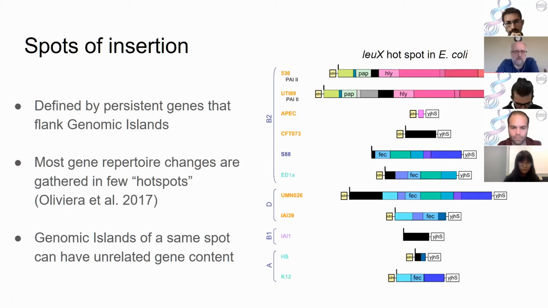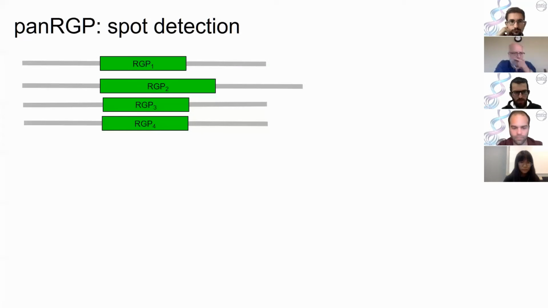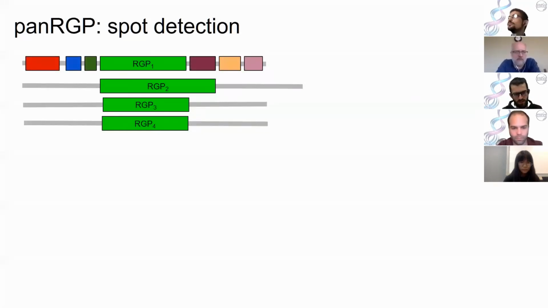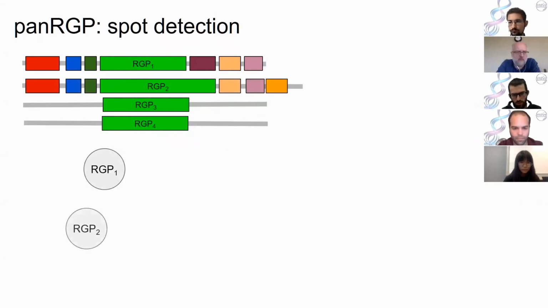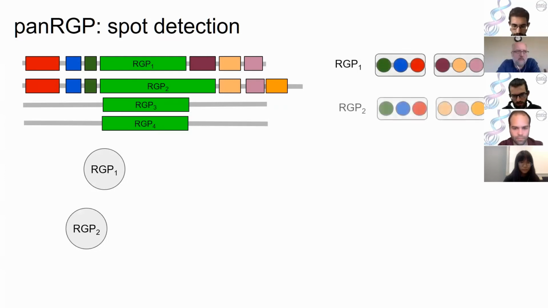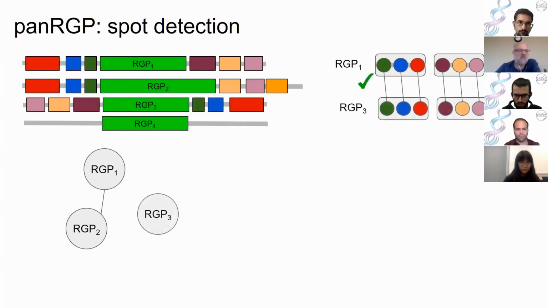So we designed an algorithm to detect and group genomic islands into spots of insertion to study their evolution throughout the species. The algorithm goes as follows. We rely on the flanking persistent gene families rather than the genomic islands themselves. We build a graph where each node is a genomic island, and we compare the borders of different genomic islands. If the two borders are similar or if they overlap, we add an edge in the graph. The order in which they appear does not matter.